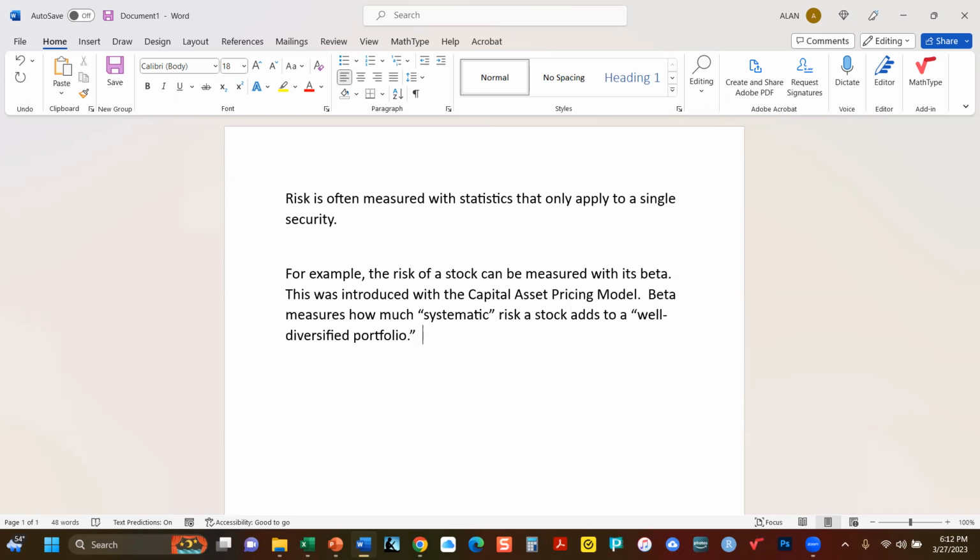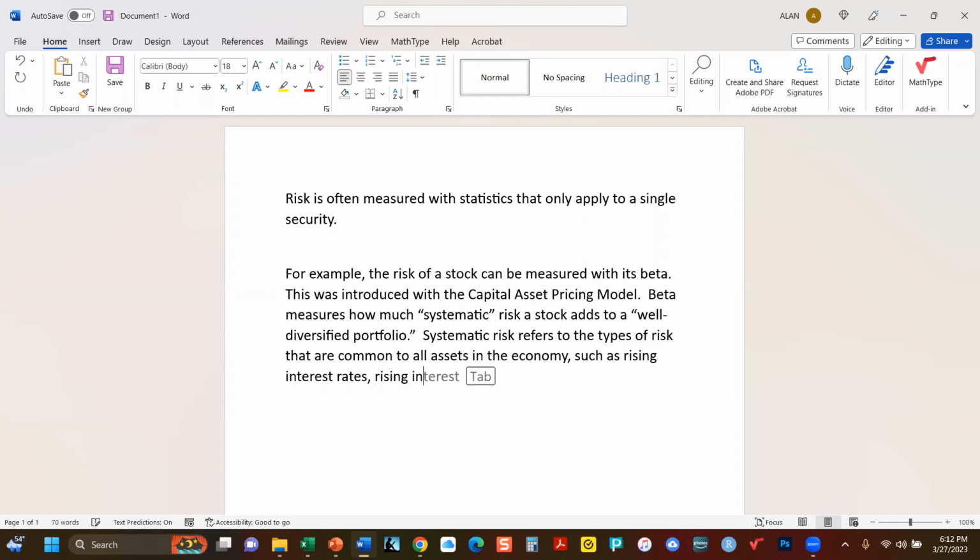And I just want to mention that systematic risk refers to the types of risks that are common to all assets in the economy, such as rising interest rates, rising inflation rates, slowing GDP growth, trade deficits, etc.